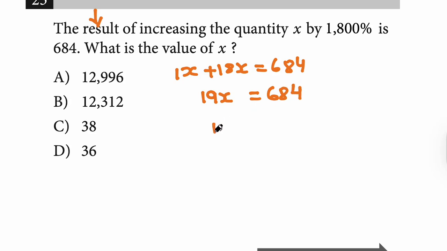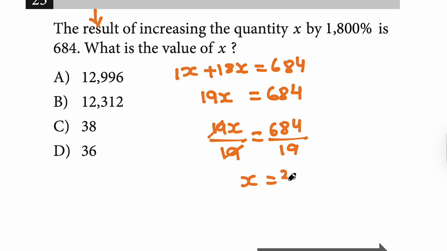Dividing by 19 on both sides, X is equal to 684 by 19. Cancelling, X is equal to 36. What is asked? What is the value of X? So the value of X is 36. So D is the right option.